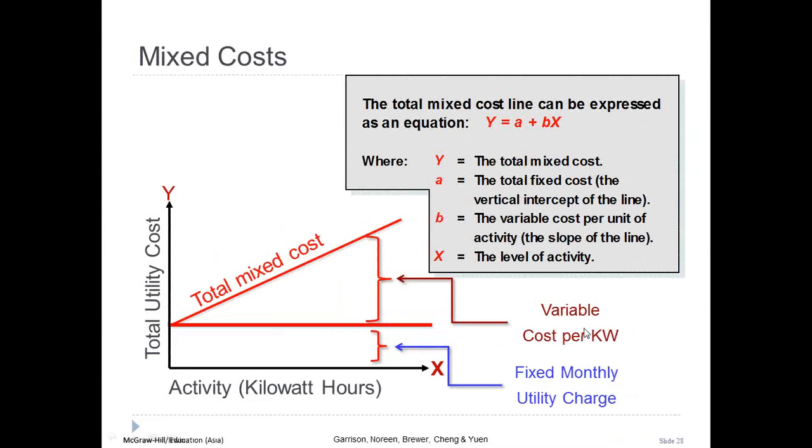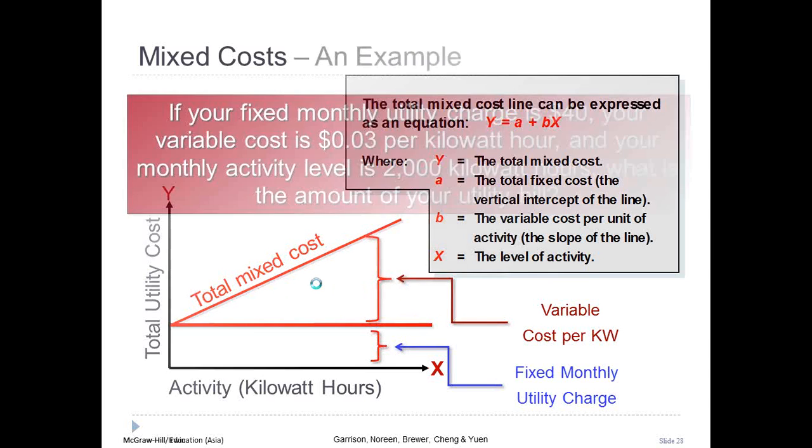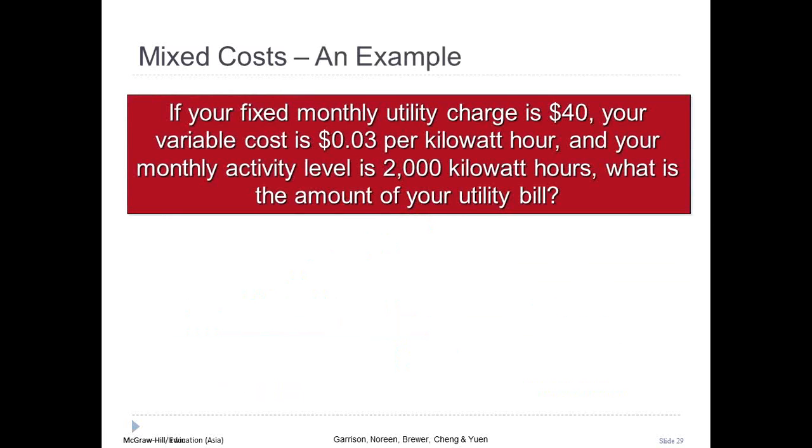So the total mixed cost line tends to be expressed as a quadratic. It's not a quadratic, it's a simple y equals a plus bx formula. In this case, y is the mixed cost, and the total fixed cost in this equation is a. And b is the variable cost per unit of activity. And x is the level of activity. That will give us the total mixed cost. Total mixed costs are the total variable costs plus total fixed costs. Okay? So let's go straight to an example.